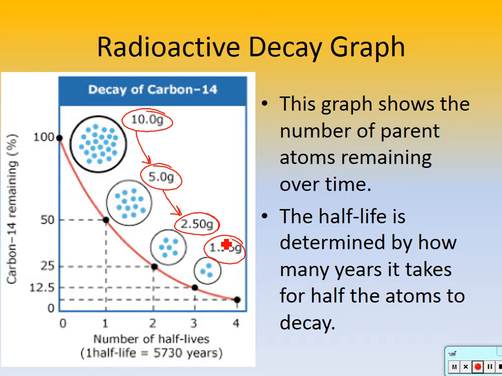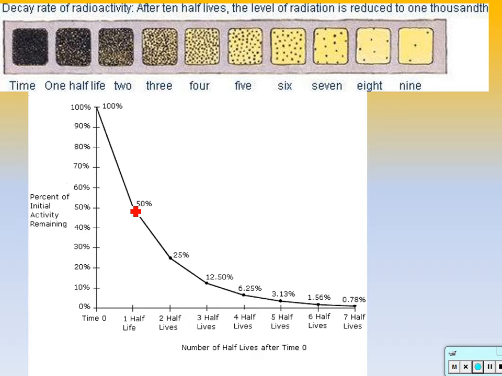The half-life is determined by how many years it takes for half of the atoms to decay. So we just look at the amount of time it takes for half of it to be gone, and that's your half-life. Okay, it could also be shown as a percentage. So if we start with 100%, what's half of 100%? 50. How long did it take to get to 50%? Well, 1 half-life. The next half-life, so 2 half-lives, you get 25. Then you just keep taking half of this number here and get to the next half-life.